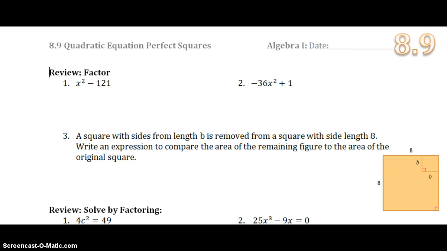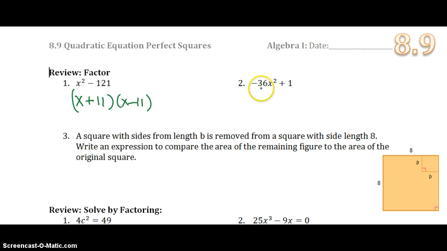Alright, Algebra students, we're ready to finish up Chapter 8 with our last set of notes. So let's review. This would be factoring a difference of squares. So it's going to be x plus 11 and x minus 11, a difference of squares.